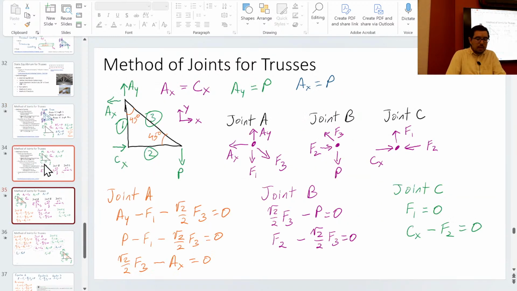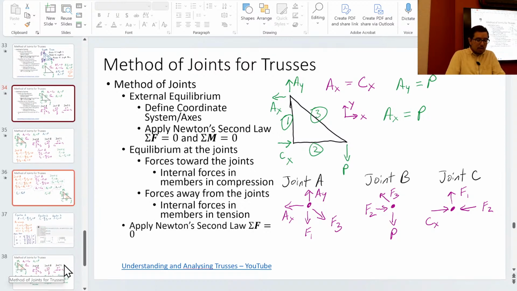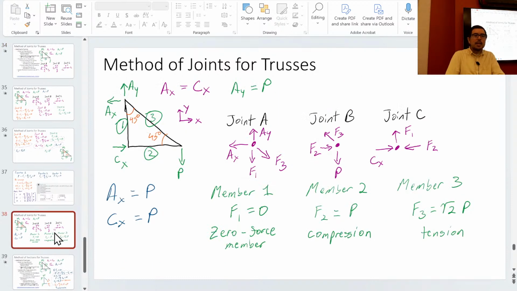There are 2 ways to do it: method of joints and method of sections. I think we went through it last time, and of course it's in the video, so you can go through that in detail. Either way, method of joints or method of sections will give you that the force F3 is the square root of 2 times P. P is that downward load, and F3 is the internal force in that member.